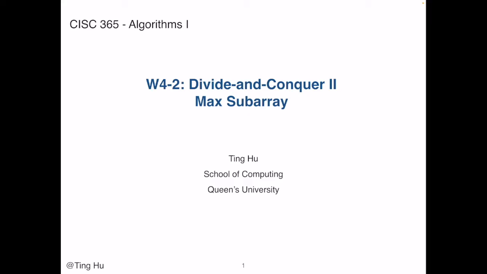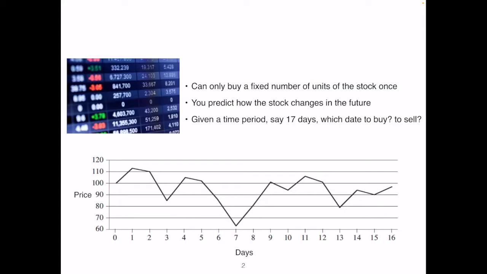In this lecture, we will show another interesting example problem that can be solved using divide and conquer, the maximum subarray problem. This is an optimization problem. You want to invest in a stock. You can only buy a fixed number of units of the stock, only one time, on a date, and then sell it at a later date. You buy and sell after the close of trading for the day.